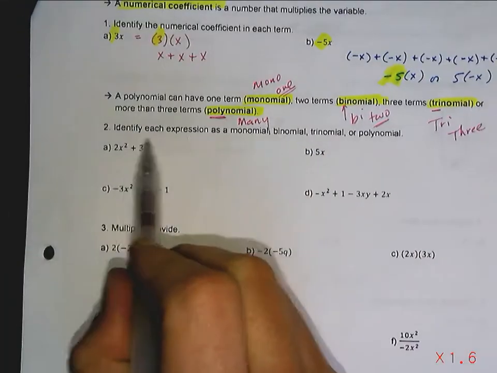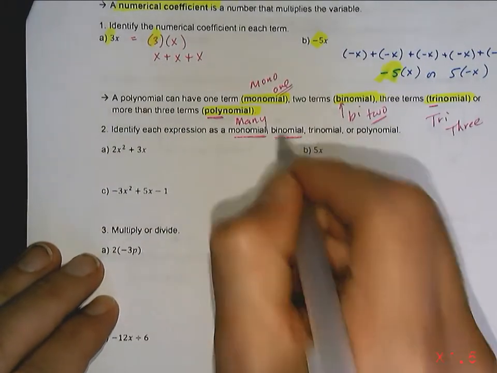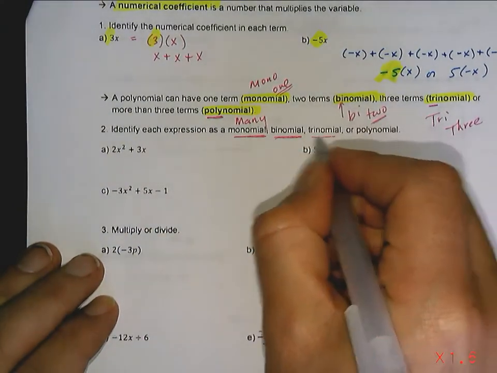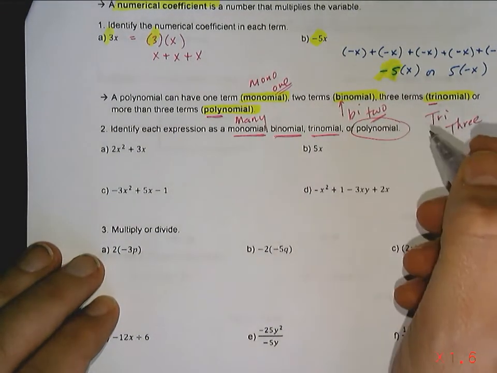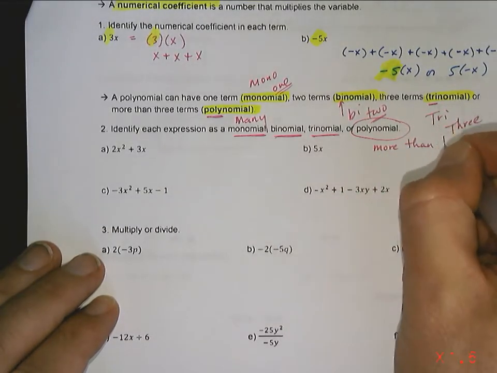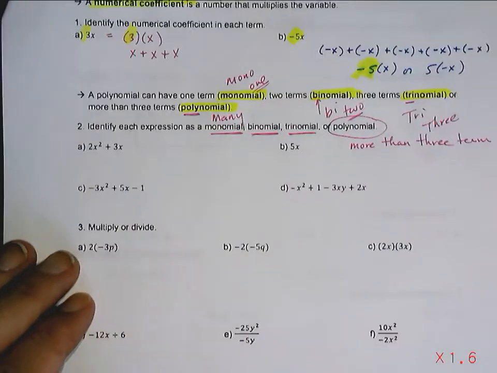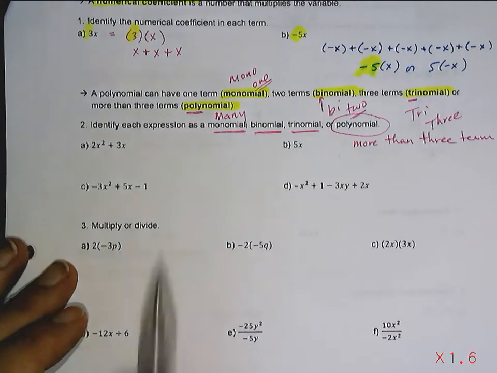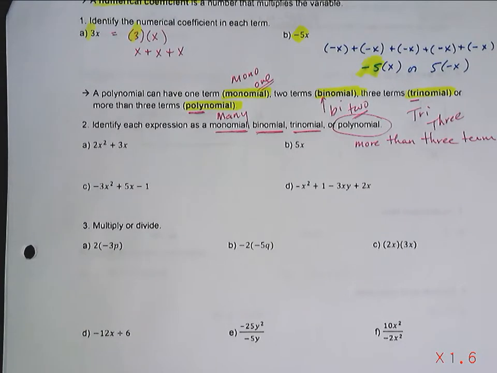So, identify each expression as either a monomial having 1 term, a binomial having 2 terms, a trinomial having 3 terms, or a polynomial, and in this case we're going to say more than 3. That's what we're going to consider a polynomial at this point, more than 3. Because to be honest, a binomial is a polynomial. It's just a polynomial with 2 terms. A monomial is a polynomial. It's just a polynomial with 1 term, okay? So there are special subsets of polynomials.